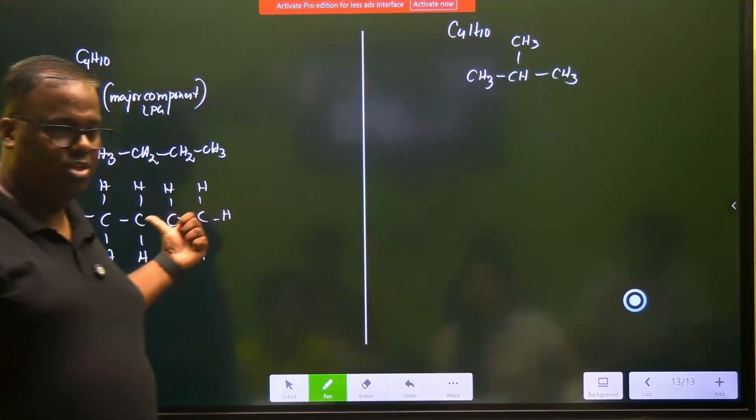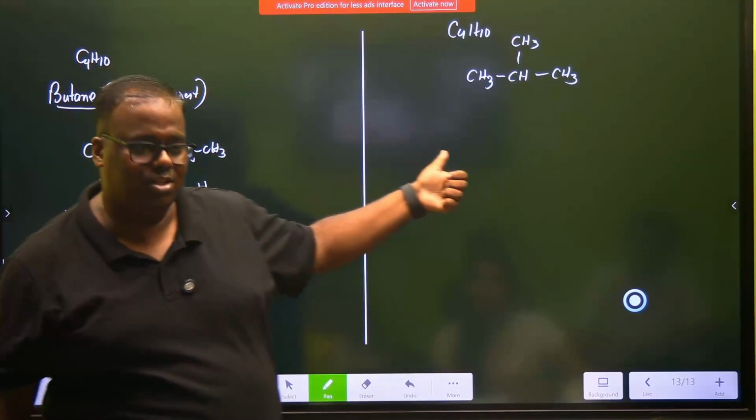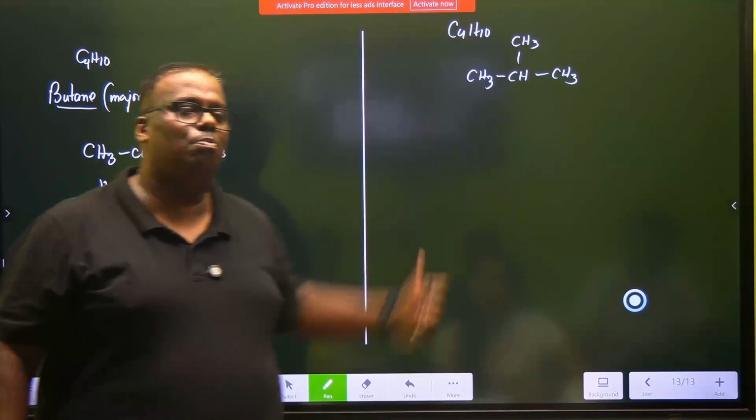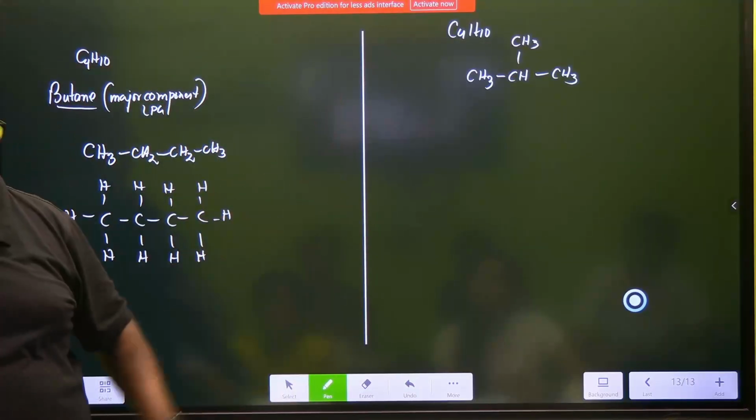Do you see the structure here? Completely different. These two compounds will be behaving absolutely differently.